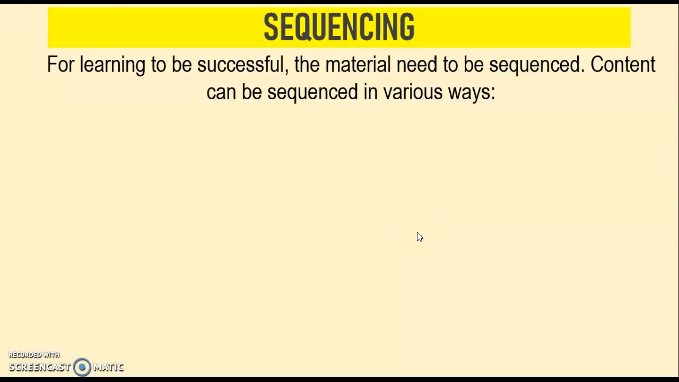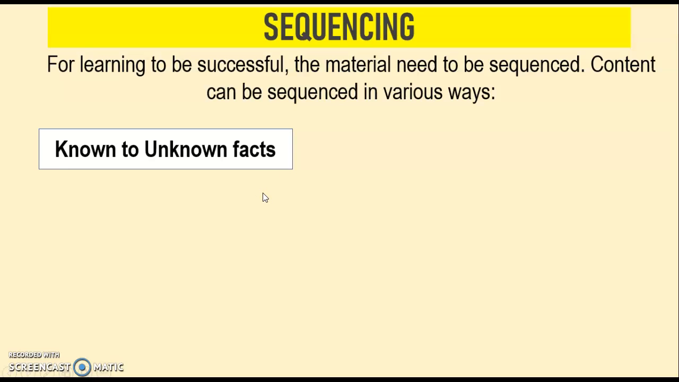Sequencing. When we talk about sequencing, we know that a sequence is a particular order in which related things follow each other. And so there are many ways that we can order our curriculum content, and these are just a few. We can sequence our content in terms of moving from the known facts to the unknown. And this one is very popular.